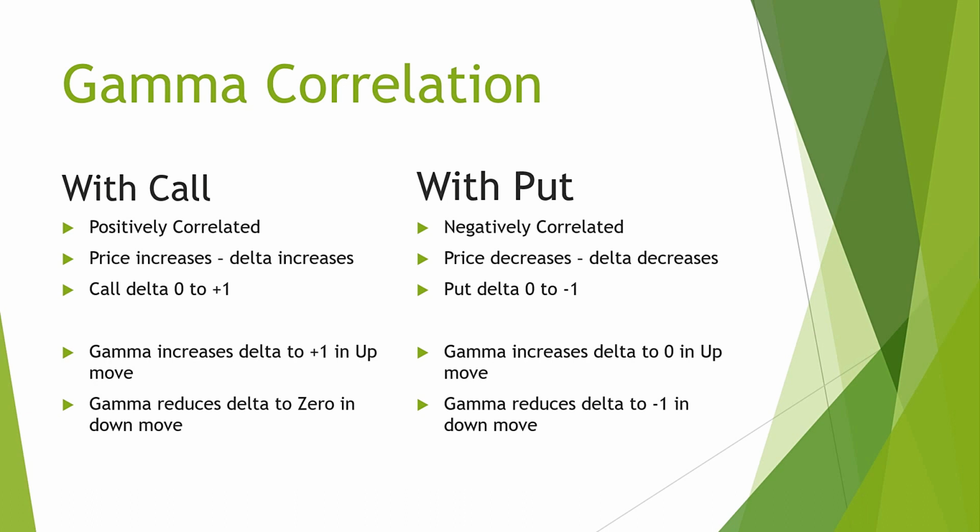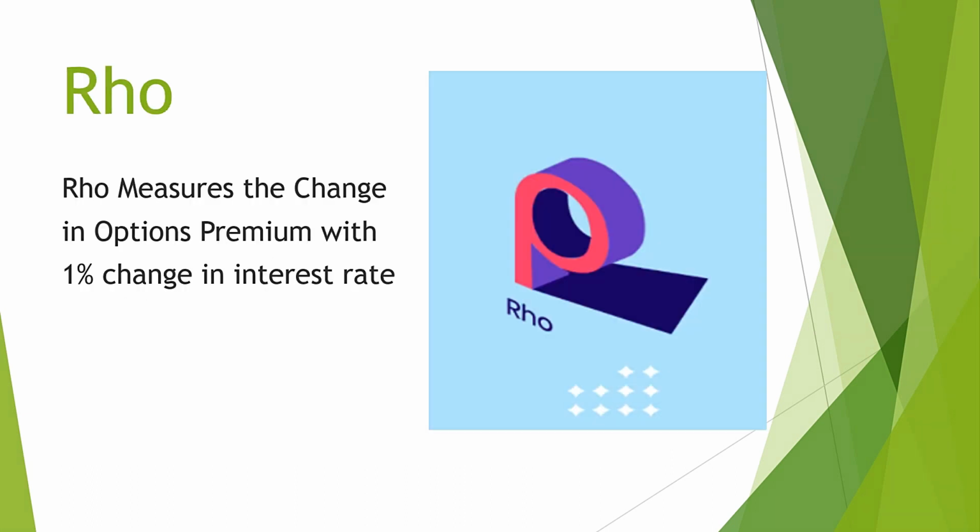Most of the part on gamma was covered in delta. Now let's discuss about rho. Rho is the least important of all Greeks and we are covering it just for theory completion. Rho measures the change in option premiums with 1% change in interest rate, and 1% change in interest rate never takes place in one meeting. Usually it is at the most 0.5%. Most of the times it is either no change or 0.25% change. So this is the least used Greek.